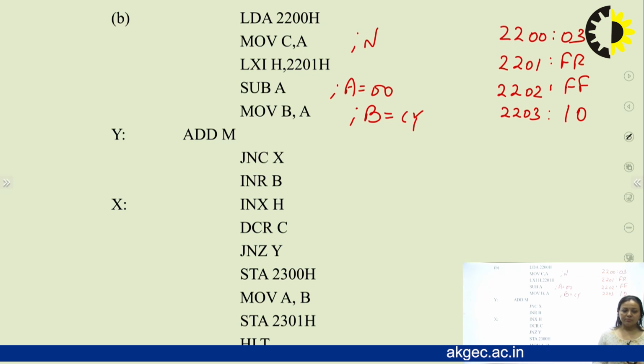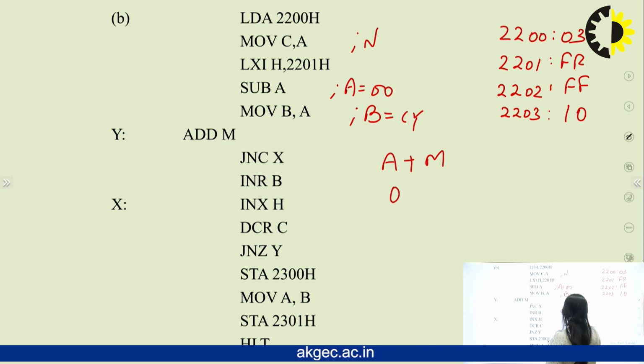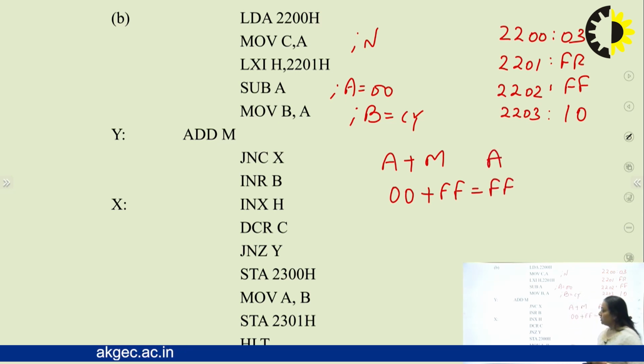Then add M. So again you will add the first number. So A plus M you will perform. A is having 00, memory is having FF. First time you have performed the addition, you will get the result back in accumulator as FF. Now I will check the carry. Jump if no carry. Is there any carry generated? No. If there is no carry, I have to move to this label X.